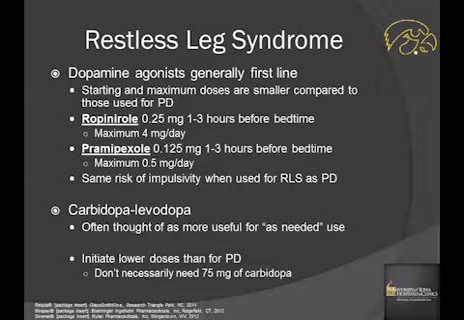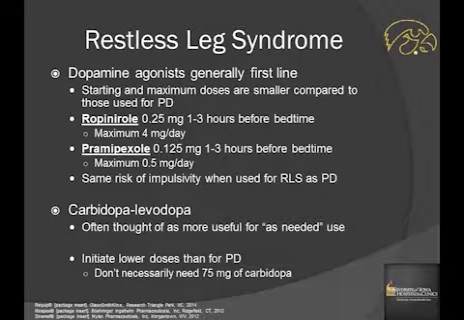So the dopamine agonists are generally first line, and we again talked about these when we talked about Parkinson's disease. So the ones that we really want to think about are ropinirole and pramipexole. And when we were talking about Parkinson's disease, I mentioned that we use considerably lower doses for restless leg syndrome than we do for Parkinson's disease. So just make note of the maximum doses that we use for these: the maximum for ropinirole is 4 milligrams per day for restless leg syndrome, and pramipexole is 0.5 milligrams per day.